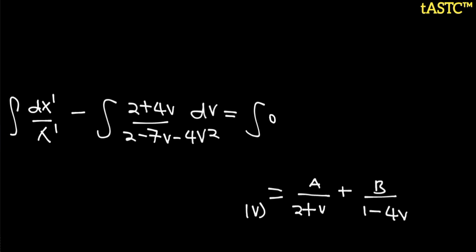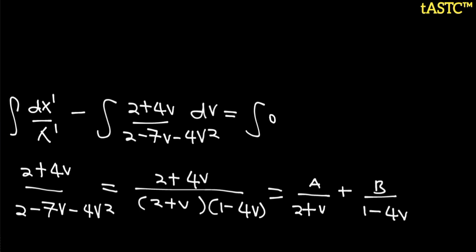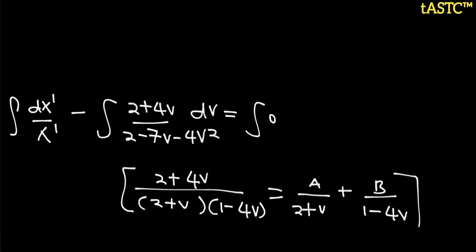I need to take some stuff back. So I'm just going to take this out. Now in order to solve these partial fractions, we need to take the denominator of this form, which is actually this, and multiply it through the whole equation. So that is going to be a 2 plus 4v, and this should be a normal v, and a 1 minus 4v. So this should be 1 minus 4v.